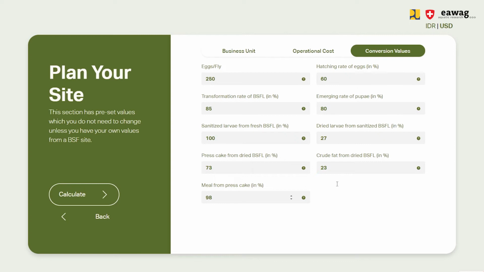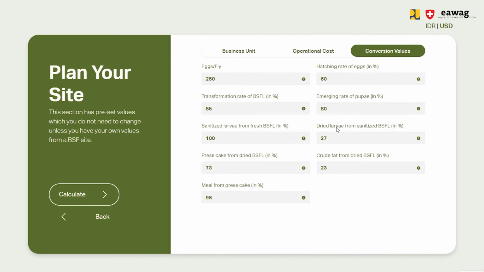Then the following 5 conversion values are based on the post-processing operations. First of all, sanitized larvae from fresh BSFL. This means the percentage in weight of sanitized larvae you can expect from fresh larvae. And this is usually 100% because not much material is lost here.